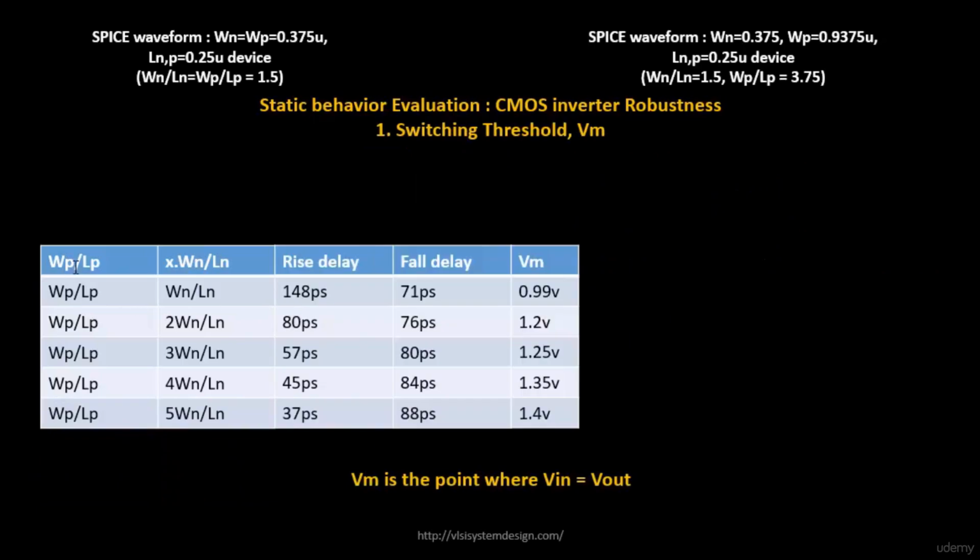So we got your WP by LP in this fashion, the WN by LN in this one, and every time the width of the PMOS is increased by an integer multiple of the NMOS. Next you have the rise delay for all possible combinations, the fall delay for all possible combinations, and then the switching threshold for all of them. So this is the table. We'll stop at this table and we will start concluding.